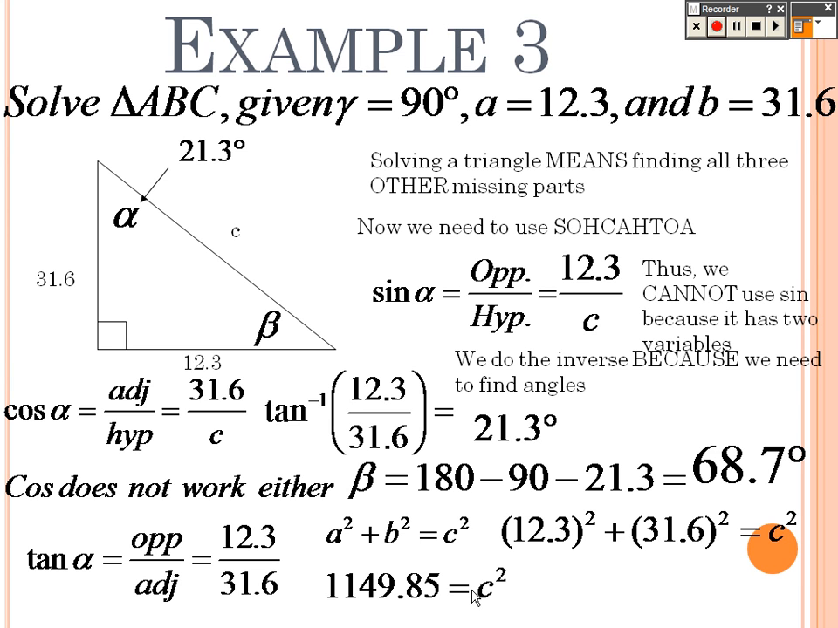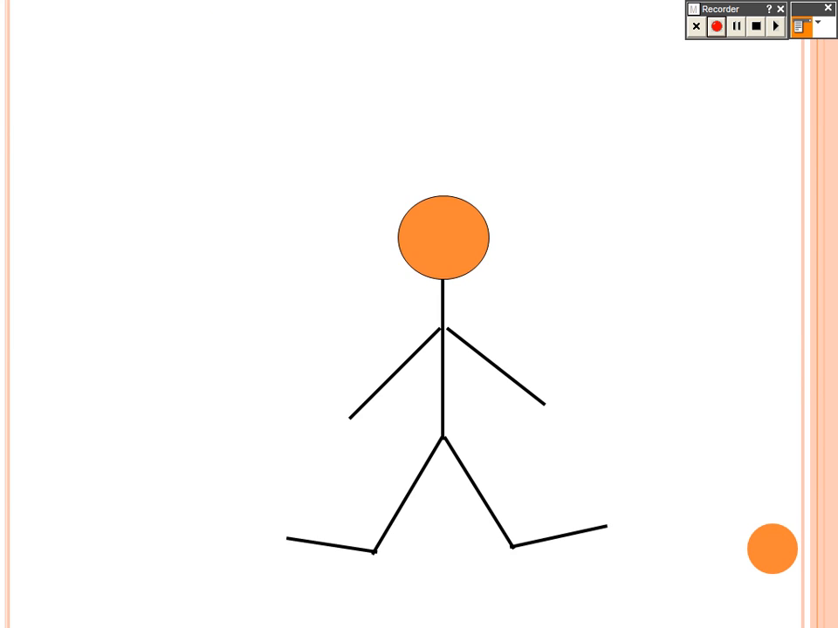So for C squared, I square root both sides to get C all by itself. When I square root both sides, you end up getting plus or minus 33.9, but you can't have a negative length, so it's positive 33.9 as your answer for C. Those are your three parts.